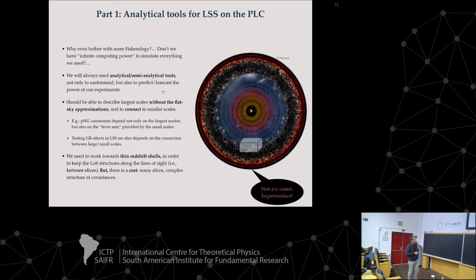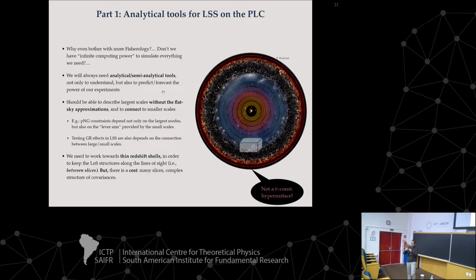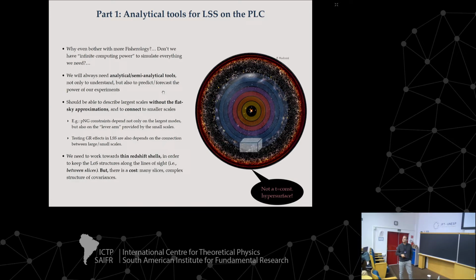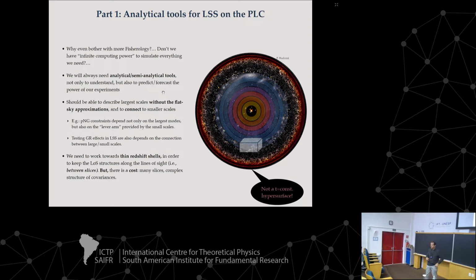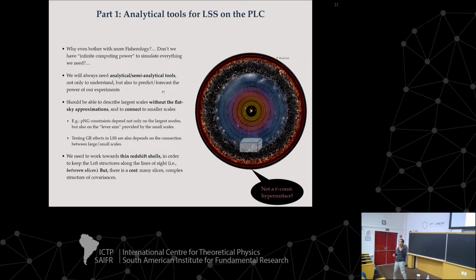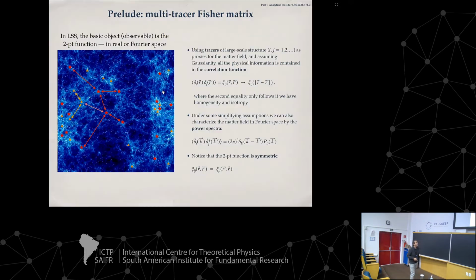So what we are doing here is working towards a description in very thin redshift cells, so you don't average out everything inside a redshift shell, otherwise you lose the information along the line of sight and between the slices. But the cost is that you end up with many, many slices. The statistics gets complicated, and the analytical calculations here are important.